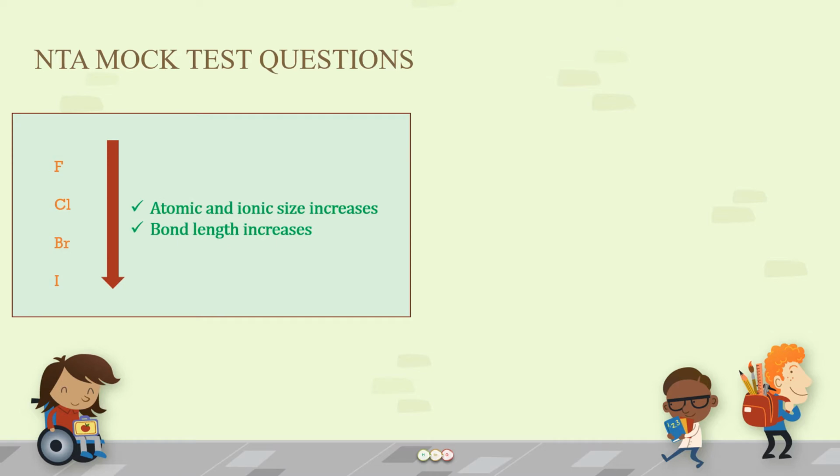So first of all, we have those trends which are going to be increasing down the group from fluorine to iodine. The atomic and the ionic size are going to increase. The bond length is going to increase. Which bond length? The fluorine-fluorine bond length in the fluorine molecule compared to that in the iodine molecule. The atomic and ionic sizes are increasing, and the bond length will also be increasing.